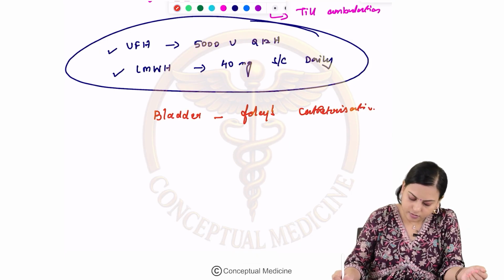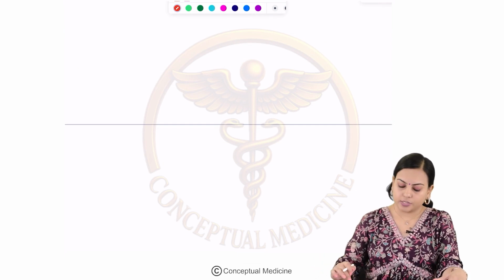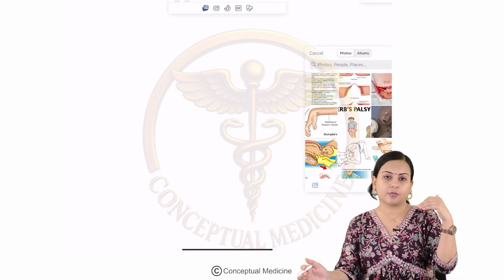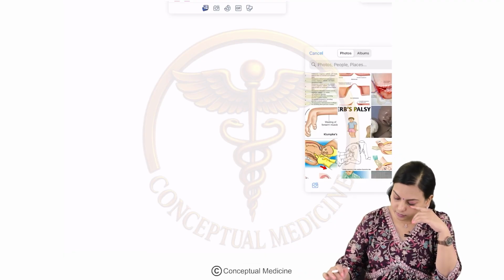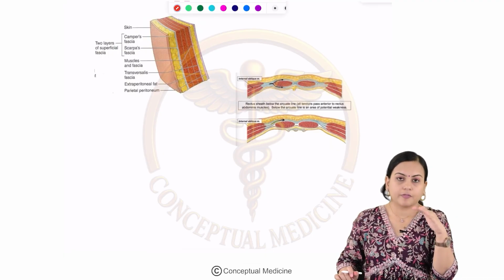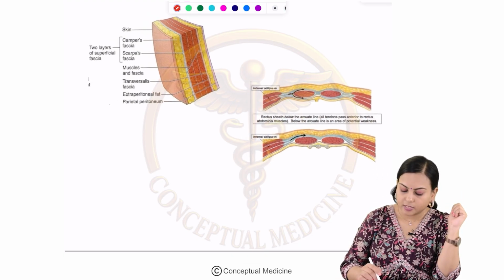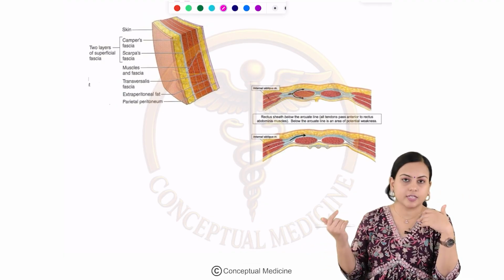Now, let us talk about the procedure of cesarean section. But before that, I just want you to recall some of the anterior abdominal wall anatomy. Before going into the steps, recall the anatomy of the anterior abdominal wall. These are the layers which we are going to cross before reaching the uterus and delivering the fetus.